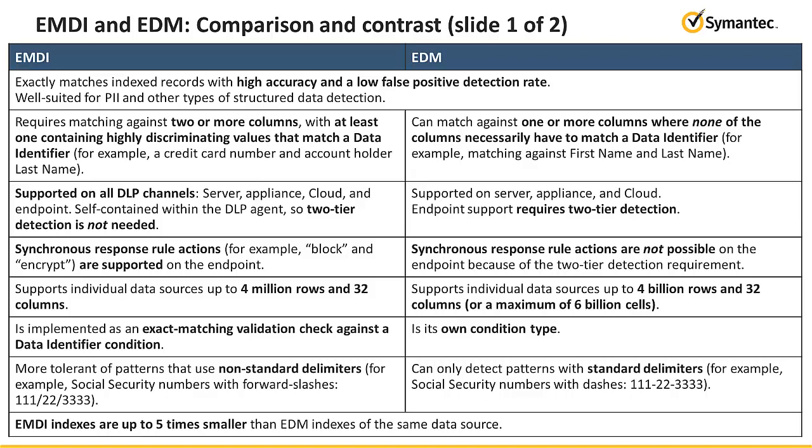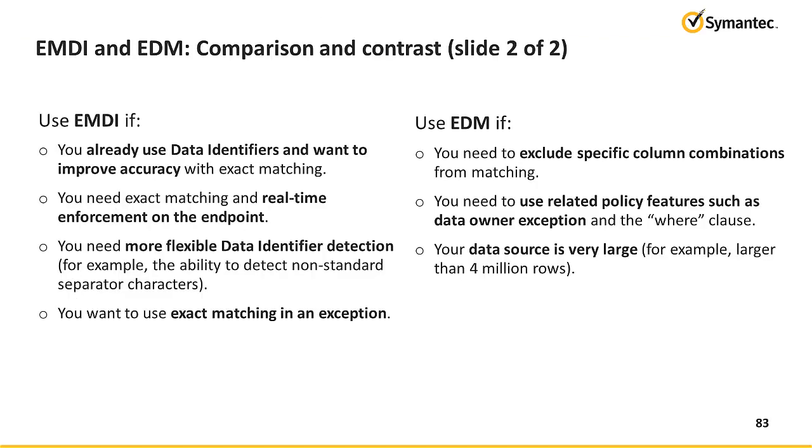The table shown here itemizes some of the main similarities and differences between EMDI and EDM. As further guidance on deciding when to use EMDI and when to use EDM, here are some additional points to consider. Use EMDI if you already use data identifiers and want to improve the accuracy with exact matching, or you need exact matching and real-time enforcement on the endpoint. Or you need more flexible data identifier detection, for instance, the ability to detect non-standard separator characters. Or you want to use exact matching in an exception.